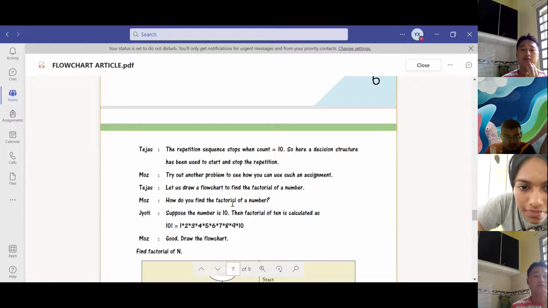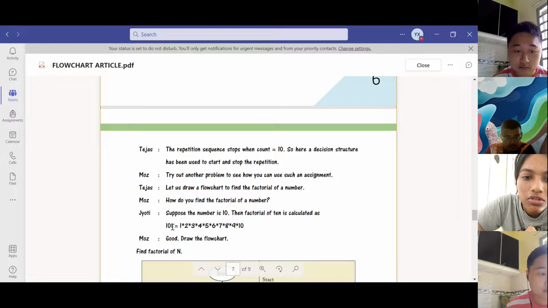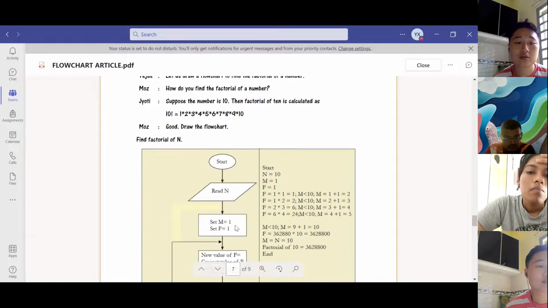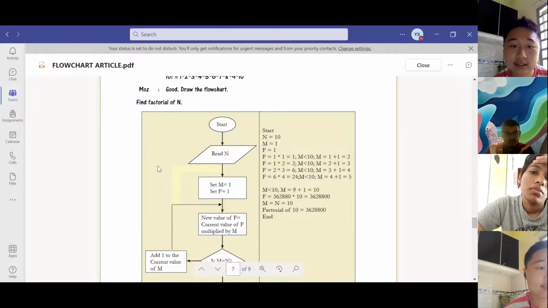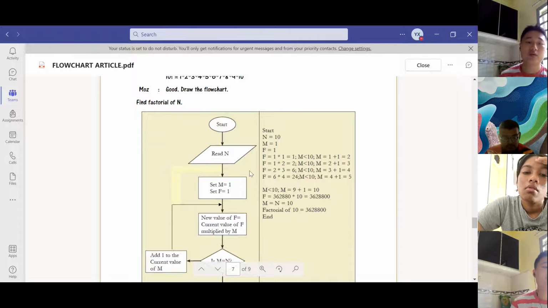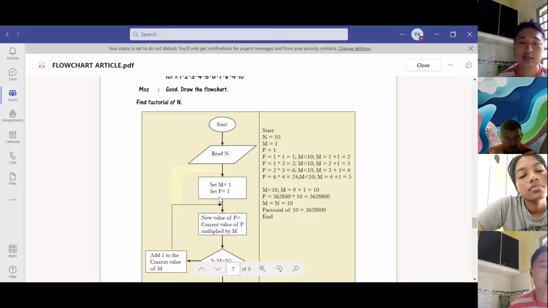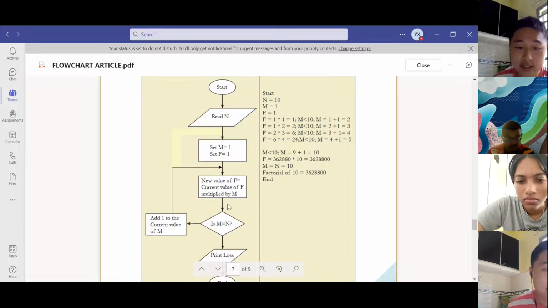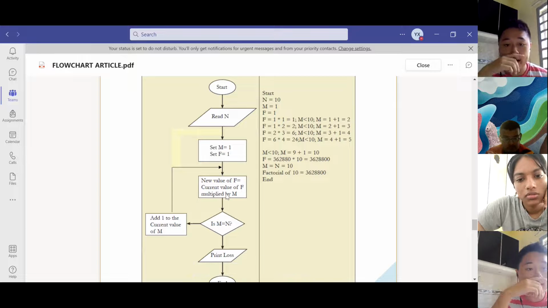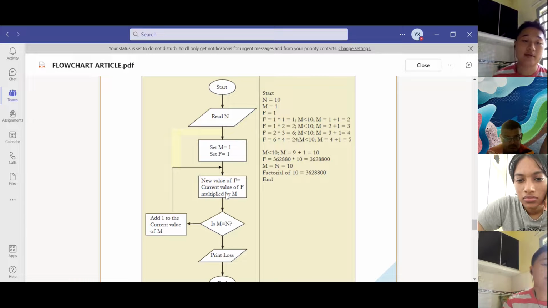How do you find the factorial of a number? Suppose the number is 10, then the factorial of 10 is calculated as 10! equals 1, 2, 3, 4, 5, 6, 7, 8, 9, 10. Good, draw the flowchart. So we find the factorial of n. Here's start, read n as the input, and here's the process: set m equals 1, set f equals 1. And then the process is the new value of f, current value of f multiplied by n.